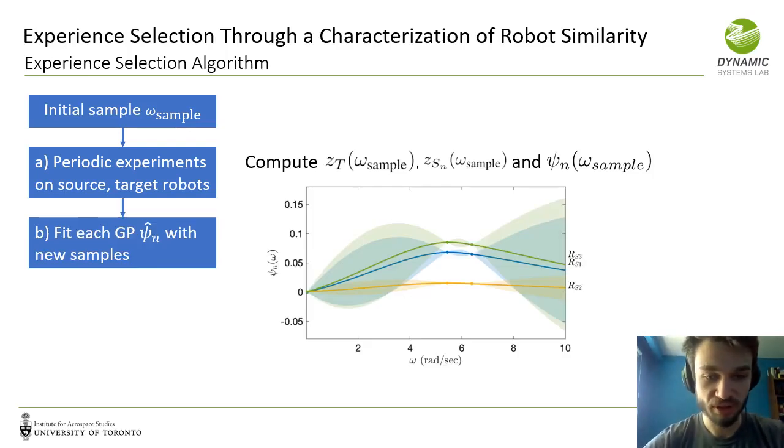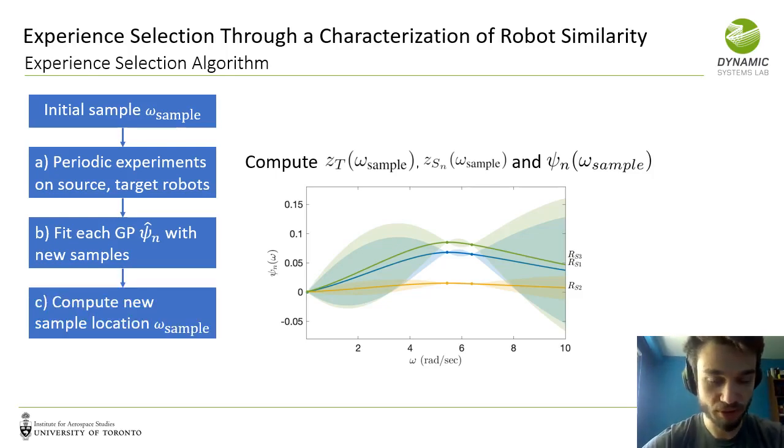From this data, we fit each new GP, psi n hat, with the new samples, an example of which is shown here on the right, where we have 3 GPs, shown with the green, blue, and yellow curves, where the shaded regions are the 3 sigma bounds. Once we refit the new GP, we compute a new sample location based on an acquisition function that encourages selecting samples at points at the worst case chordal distance for more similar robots. So in this example, the next suggested sample is on the right-hand side of the plot, denoted with the red dotted line. Once we have this new sample location, we perform more periodic experiments, computing psi n of omega sample.